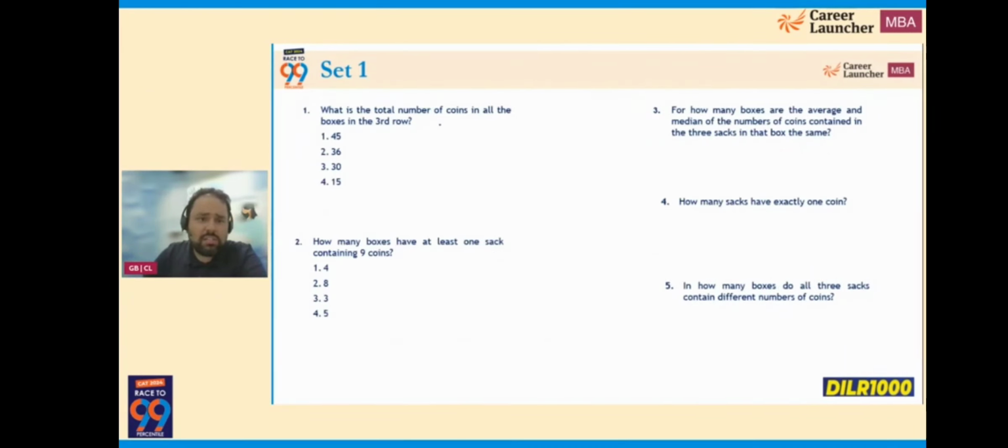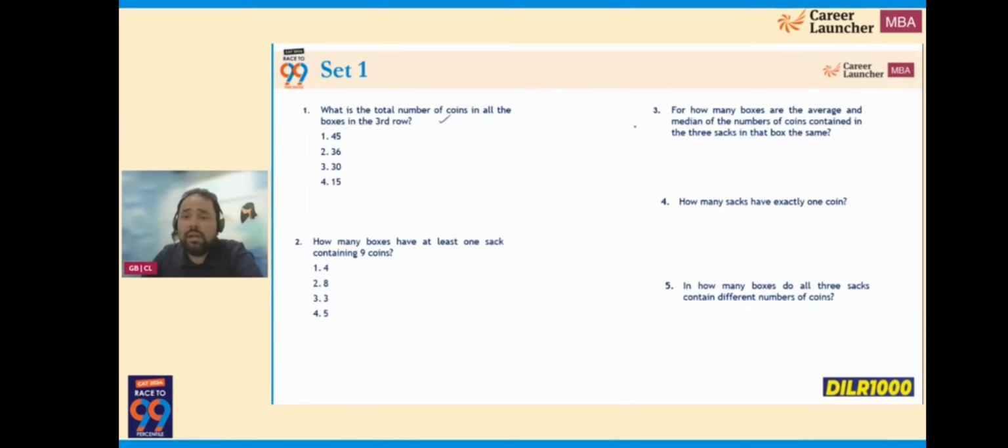This is the question we might be doing. How many boxes have at least one sack containing 9 coins? At least one, so I will need to understand for each of the boxes, each sack and how many coins. I will need to get the entire data to know whether at least one has 9. So I will have to put in effort here.